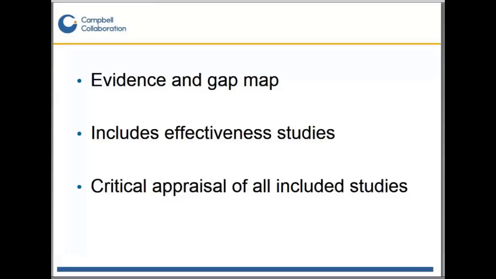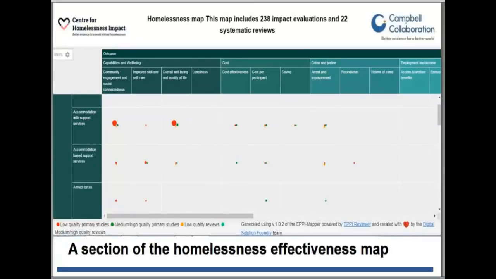So hitherto maps have done critical appraisal of reviews. They haven't done critical appraisal of the primary studies because there's a lot of them. And doing critical appraisal of primary studies is just a lot of work. But we undertook to do it. And so we did that.